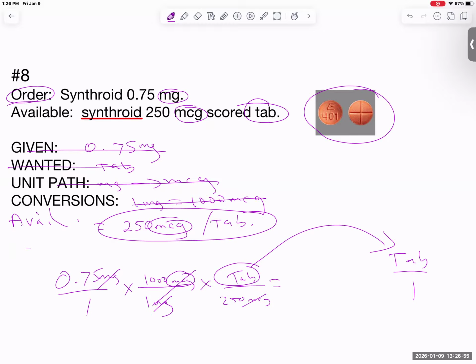0.75 times 1,000 times 1 should be 750, and then 250. When I divide, the answer will be 3, and my answer on the answer line is 3 tablets, just like this. 3, not 3.0, just 3, okay? Beautiful.